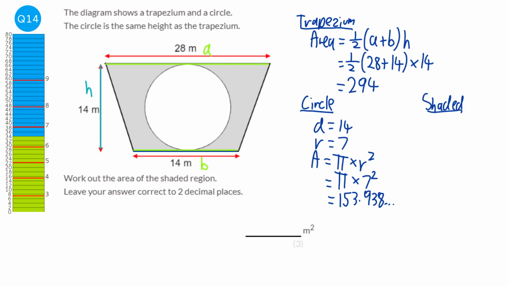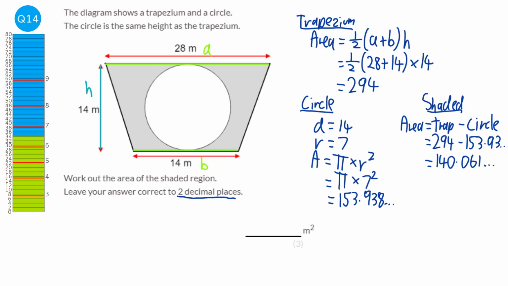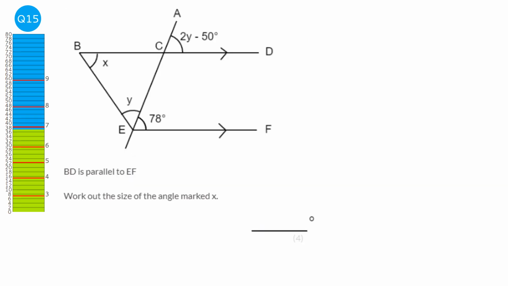and it says we want to work out the area of the shaded region. So the area will be the total area, which will be the trapezium, take away the area that we don't want, which is this bit here, which will be the circle. So the trapezium's 294, the circle's 153.93 blah blah blah, and when you do that you get 140.061 blah blah blah. It says it wants it to 2 decimal places, so it would be 140.06.